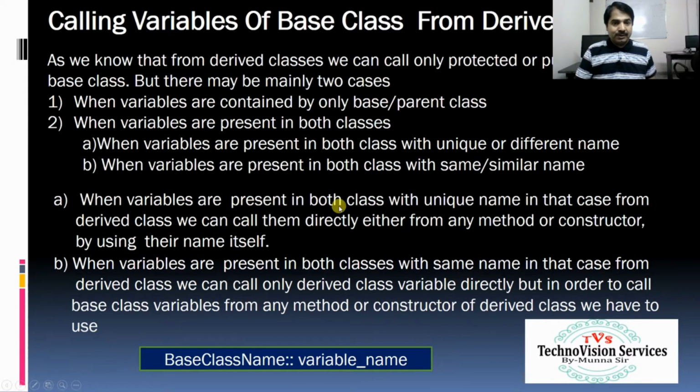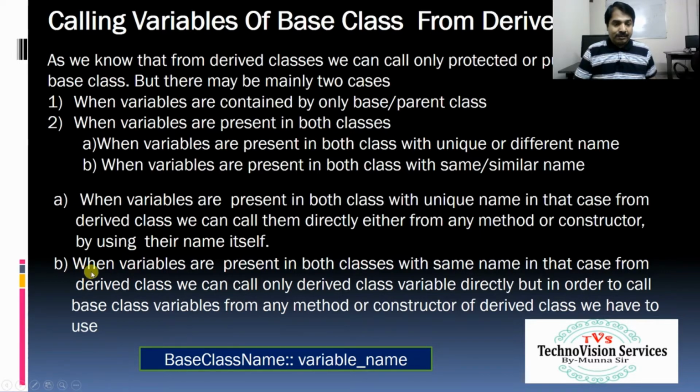When variables are present in both classes with unique name, means base class and child class both contain variables with different names, in that case, from derived class we can call them directly, either from any method of derived class or from constructor also, by using their name itself. We do not have to use any extra syntax.